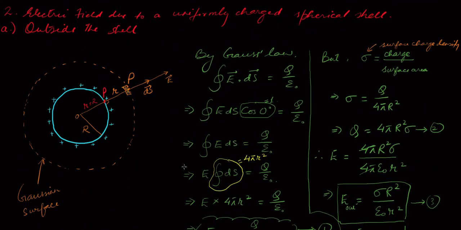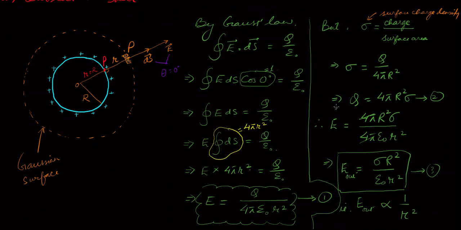What did we do? First of all, we find the electric field outside of the shell. We take a point P outside, and then we draw a spherical Gaussian surface passing through P. By Gauss law, we apply E dot dS is equal to q by epsilon naught. Applying the A dot B formula, you get E dS cos 0 degree, because the angle theta here is 0 degree. Cos 0 is 1, E is taken out, then the integral of dS is 4 pi r square. So you get equation 1. Then you use the definition of the surface charge density to get Q, substitute Q in equation 1, and finally you get equation 3. So E out is inversely proportional to r square.